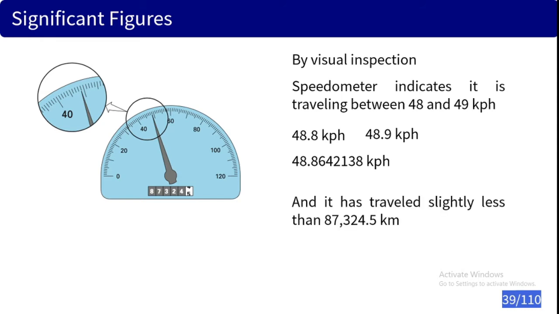Okay. And by looking at the odometer, we can see that it has traveled slightly less than 87,324.5 kilometers. Okay. So what is the point of all this about significant figures? Since we saw that the pointer is not exactly at 49 kilometers per hour, we can approximate the value, for example, with these first two approximations, 48.8 or 48.9. That is where it comes into play how many significant figures are allowable in our approximations.